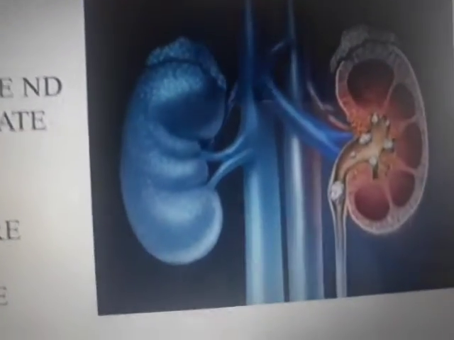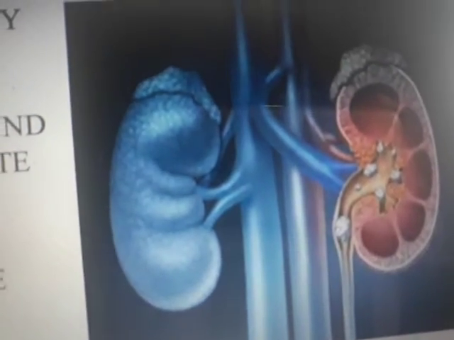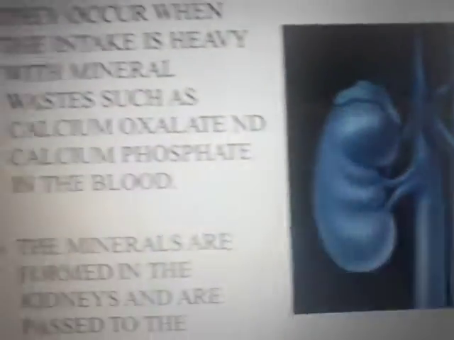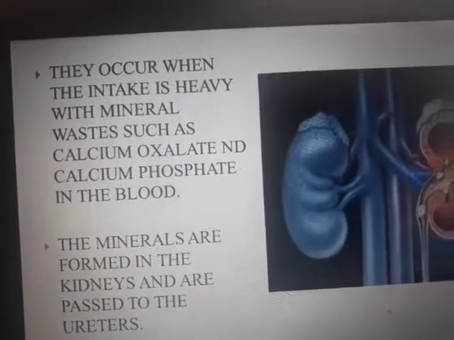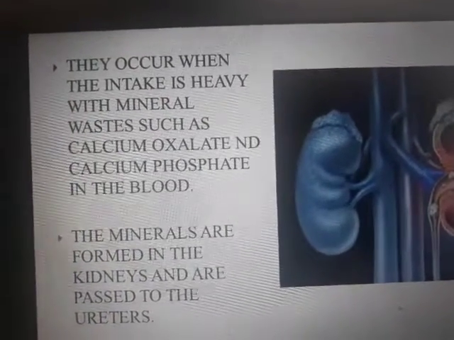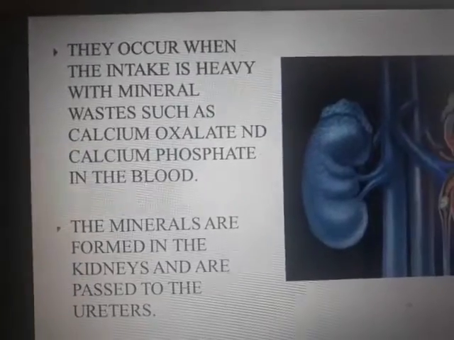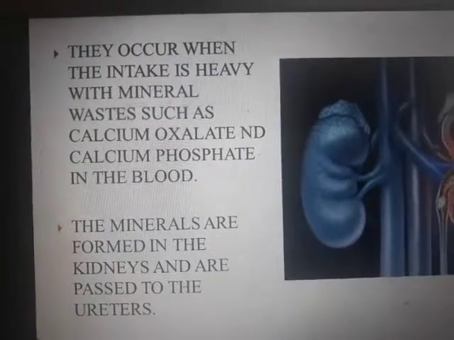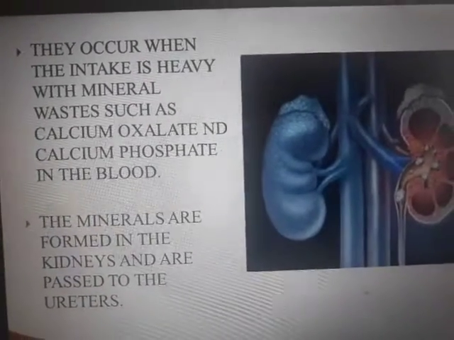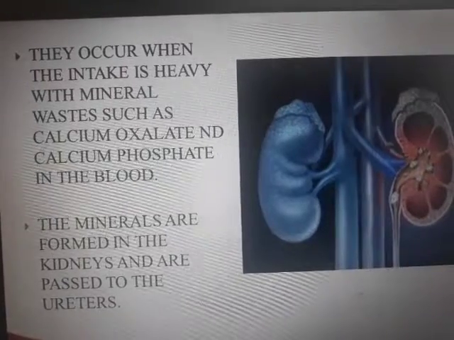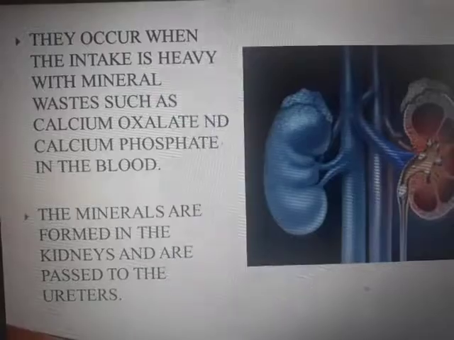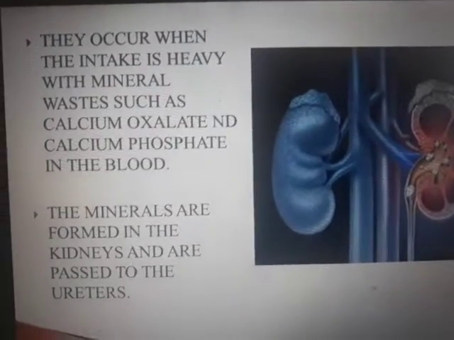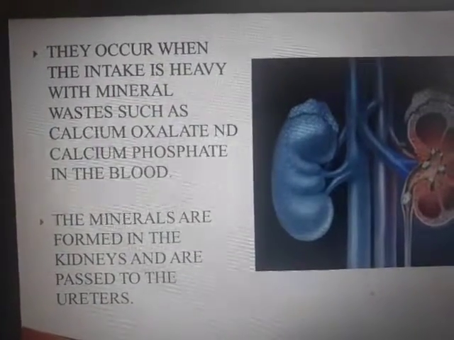You can see the picture here. You can see the stone moving towards the ureters now. They occur when the intake is heavy with mineral waste such as calcium oxalate and calcium phosphate in the blood. So there are these two minerals. There are so many kinds of minerals, and one of them is calcium. Calcium oxalate and calcium phosphate are byproducts of calcium, formed in the process.